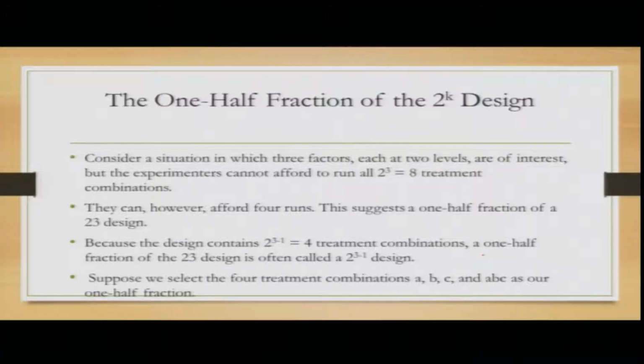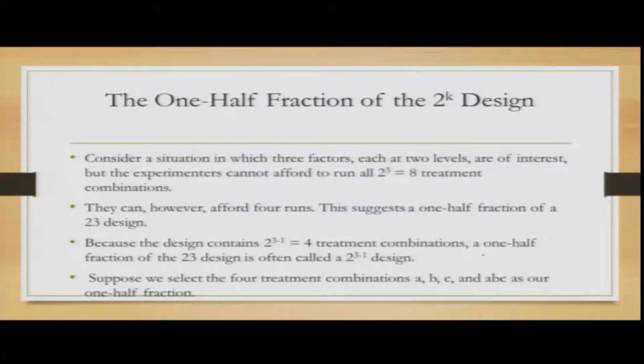They however can afford only four runs. This suggests a 1/2 fraction of a 2^3 design, because technically the design contains 2^(3-1) runs. So, the power which you are taking is 3 - 1, hence the total combinations of the experiment would be 4 in number and not 8. That means you are halving them from the original 8 to 4. So, a 1/2 fraction of the 2^3 design is often called a 2^(3-1) design.